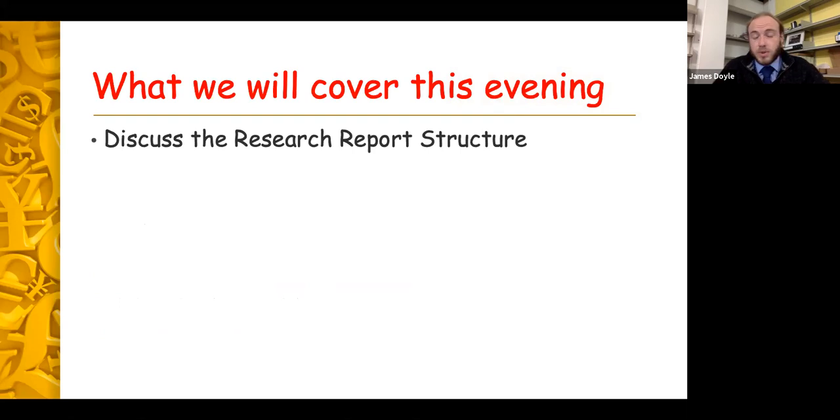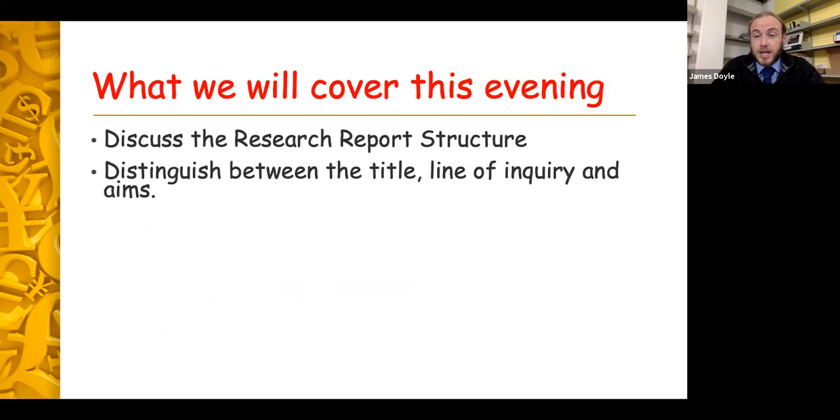There are lots of resources and lots of information out there so far, and we're going to build on that to synthesize what information we already have and look at the actual writing up of the research report and the structure that we've got from that. So we're going to discuss what actually goes into the structure of the research study report.